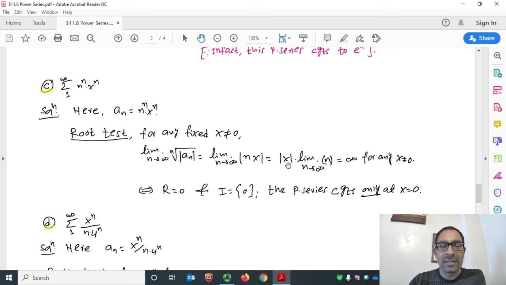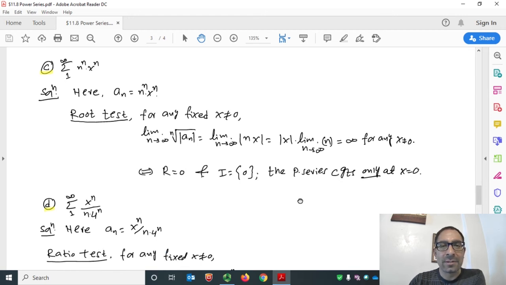We can pull the absolute value of x outside, so the limit of n only. And I don't need the absolute value for n, since n is a positive number here. When n goes to infinity, this goes to infinity. That means for any nonzero value of x, the nth root of a_n is infinite, which means divergent. So our radius of convergence is 0, and the interval of convergence is the singleton set {0}. That means the power series converges only at the origin.